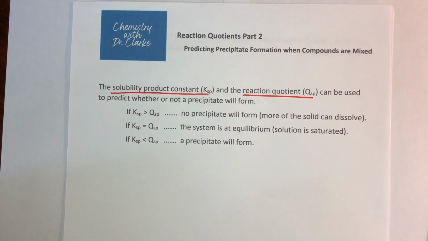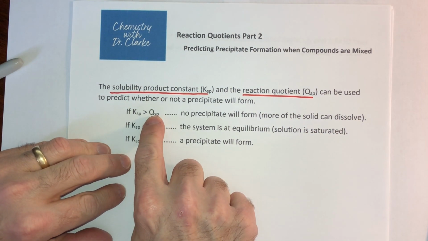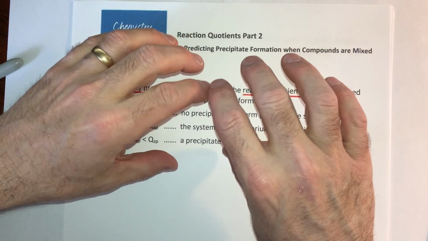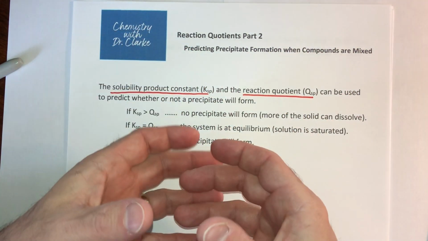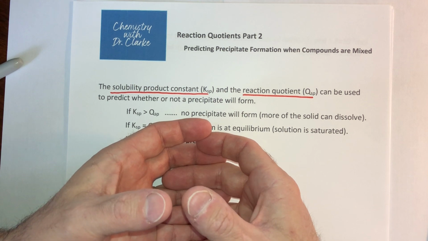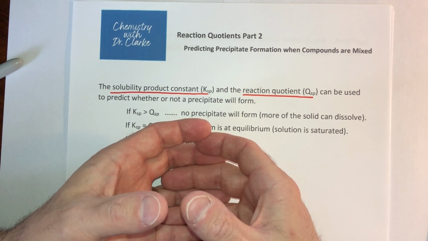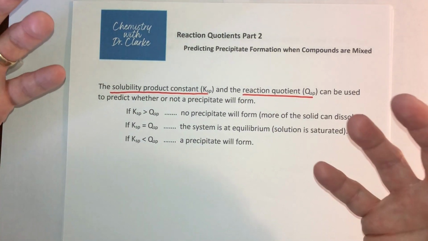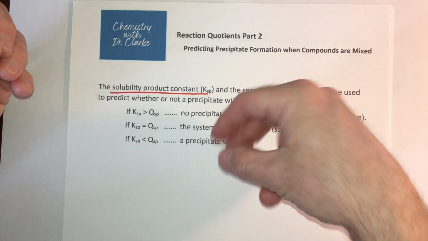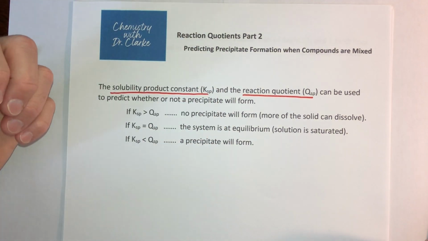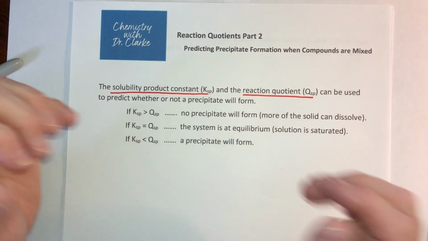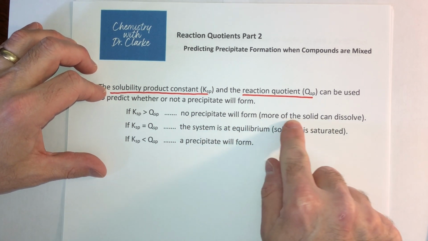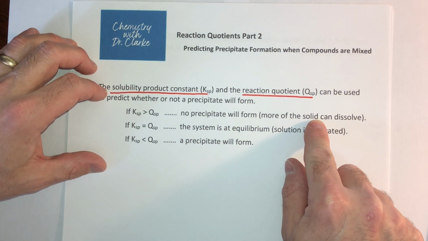So, if you calculated the Q, and your Q is much smaller than your K, what that means is that when you have mixed two chemicals together, the amount of material dissolved in the water is so low that you haven't met the threshold, right? You could actually dissolve more if you wanted to. So you've poured in a cation, you've poured in an anion, and you have not reached the maximum amount, and therefore no precipitate forms. You can actually dissolve more of the solid.